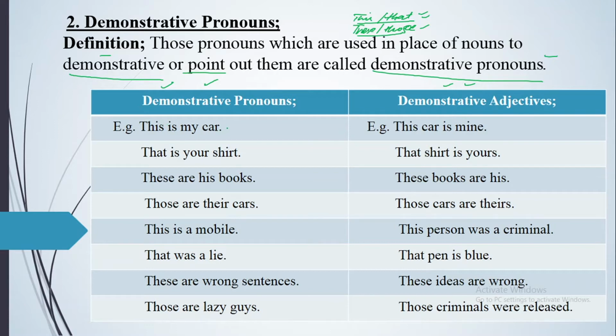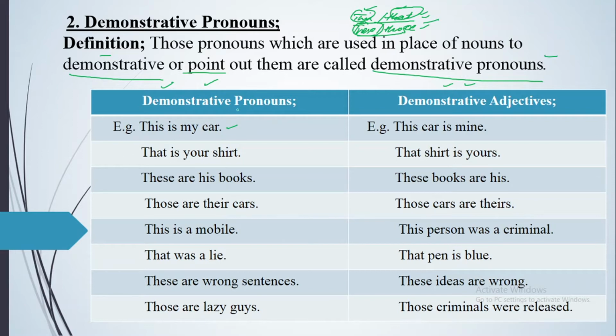Let me define each of them for you. This is used for singular, which is near to you. That is used for singular, that is far from you. And these is used as a plural for more than one, which are near to you. And those is used for more than one, which are far from you.